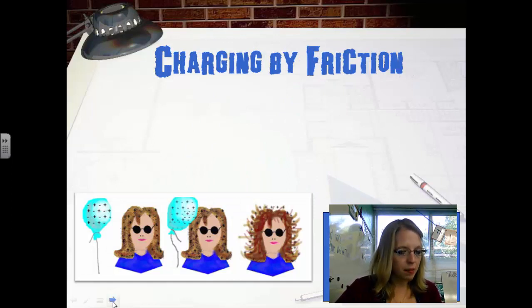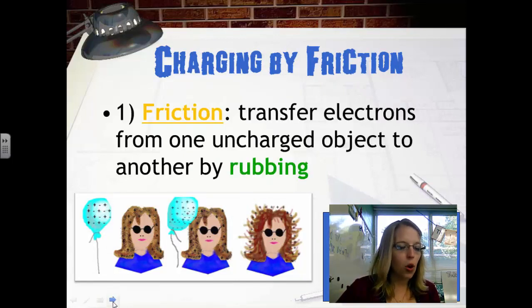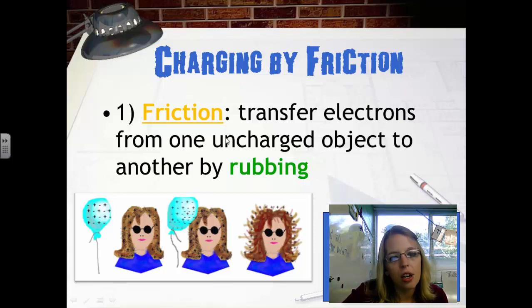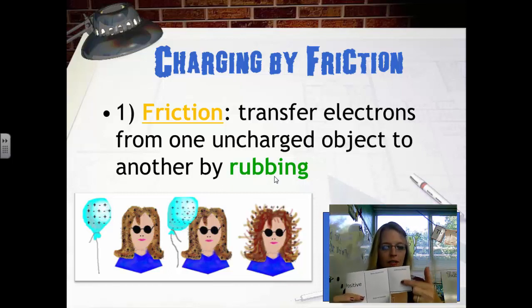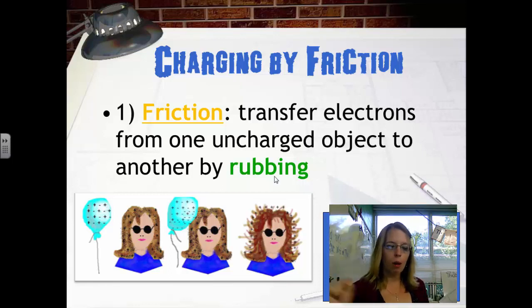Okay, friction. Friction is like something you've heard of before. Friction occurs when 2 things rub against each other. So sometimes when you rub a balloon against your head, you're actually transferring electrons due to the rubbing. I underlined the word friction here, and I highlighted the word rubbing because that's really important. So in your tab, write the definition: transfer electrons from one uncharged object to another by rubbing. And maybe highlight the word rubbing or underline it, put little stars around it so it sticks out.